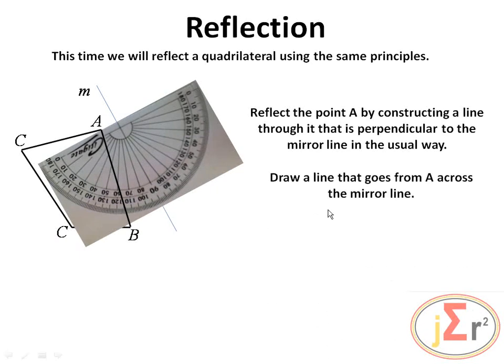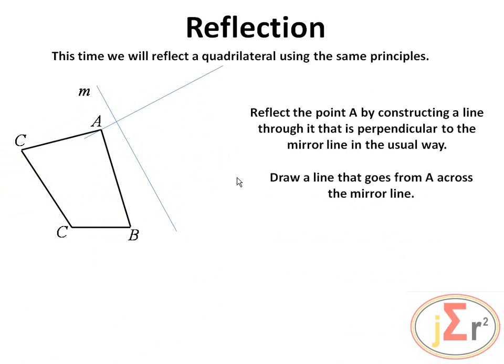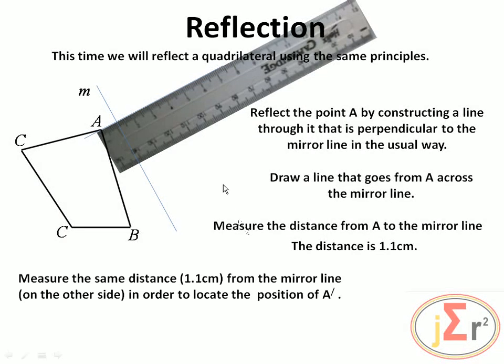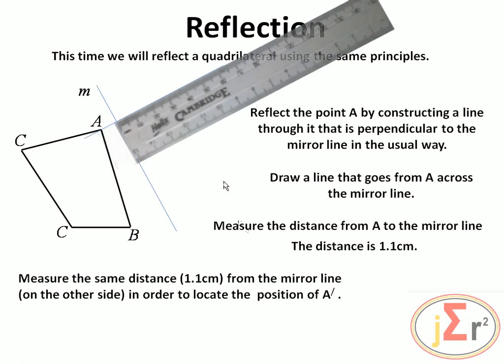And of course, we are going to draw our line across there, going from A across there. And as usual, measure the distance from A to the mirror line. And that distance is 1.1 centimeters. Then we will also measure that same distance of 1.1 centimeters from the mirror line, and that position will be the image of A, called A prime.